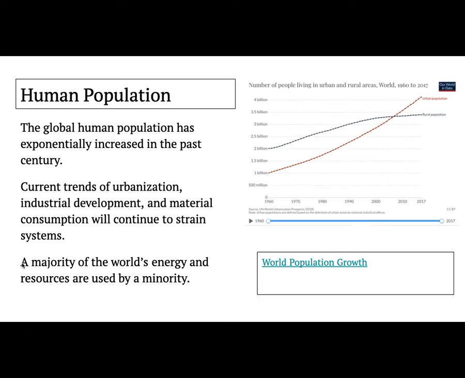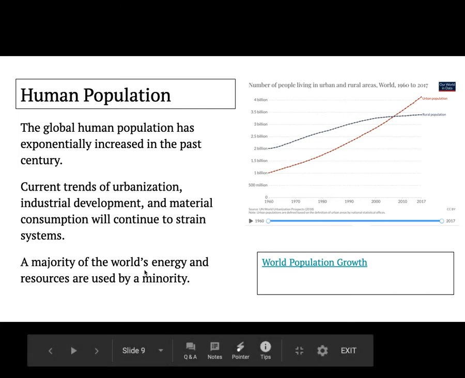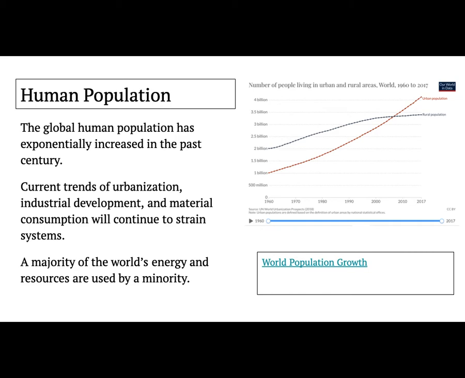The scary thing is this: a majority of the world's energy and resources are only used by a minority. The United States is approximately 4% of the world's population, yet we are in the double digits when it comes to land use, water pollution, air pollution, resource consumption. Yikes. So things need to change.